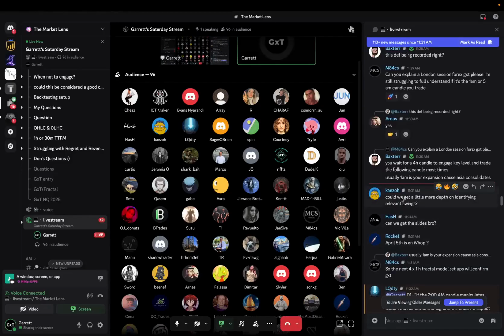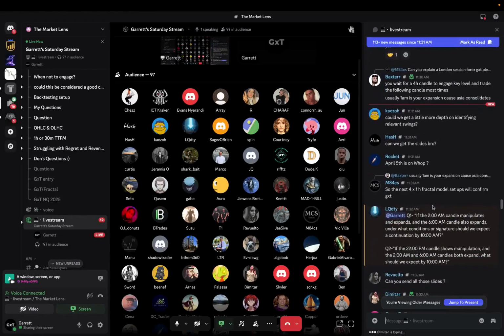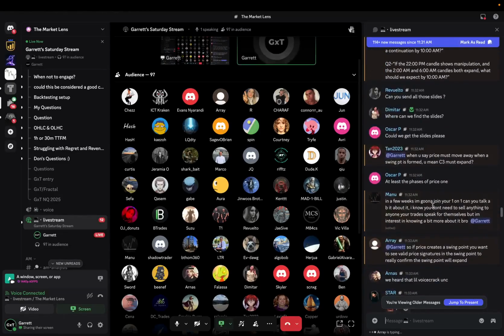Could we get a little more in depth? So we're already an hour in. I would watch AM's course, the expansion model course about relevant swings. He goes into deep detail on that. But yeah, I'm probably going to end it here. We're at an hour.